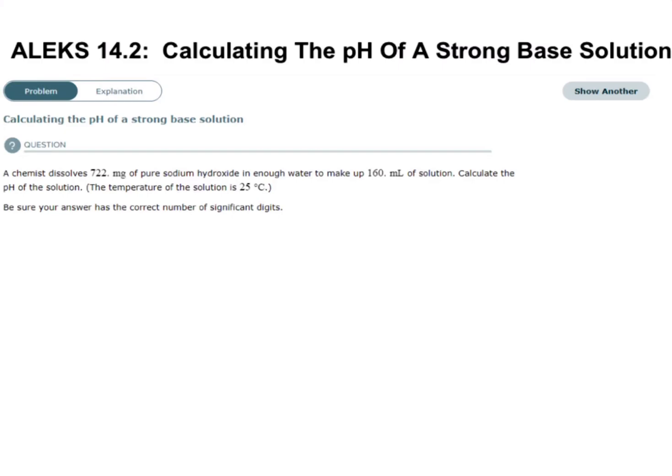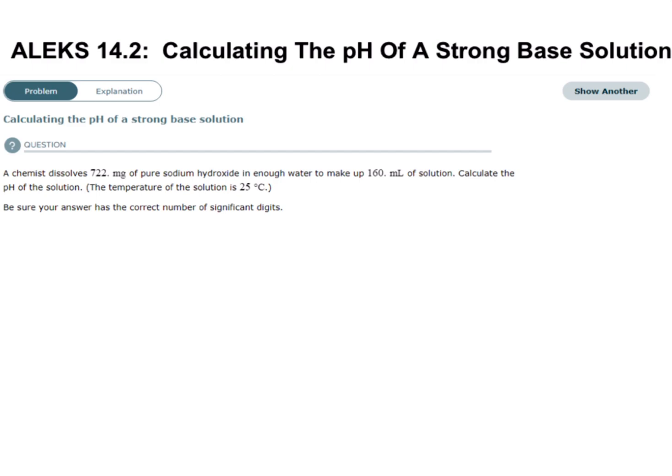We're going to work on an ALEKS problem that deals with calculating the pH of a strong base solution. In this example, a chemist dissolves 722 milligrams of pure sodium hydroxide in enough water to make up 160 milliliters of solution. Calculate the pH of the solution when the temperature of the solution is 25 degrees Celsius, and be sure to have our final answer in the correct number of significant figures.